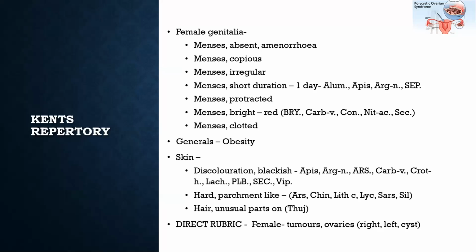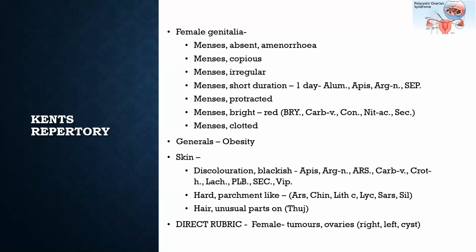Even menses protracted, menses bright red, menses clotted. Now, we have already mentioned that polycystic ovarian syndrome can have any kind of menstrual pattern. So accordingly, the patient comes, they tell you the symptom, and we have to choose the rubric. And one more thing we need to see is the other conditions, that is obesity. Under the generals chapter, we can find obesity. It's not mentioned whether it's male or female, so we can just take it as a general symptom.